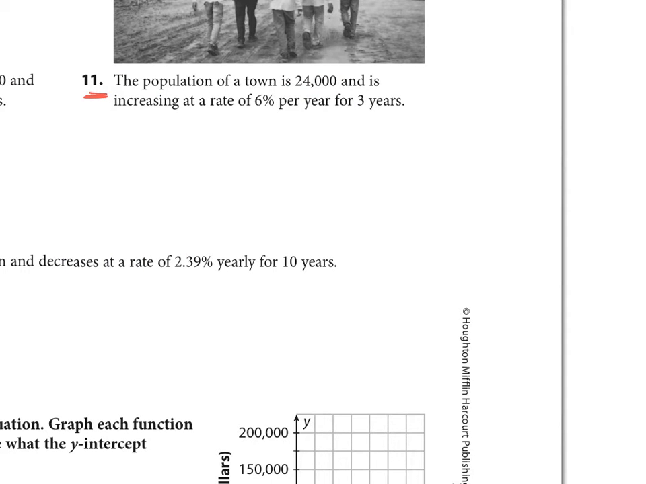Problem number 11. So this one wants us to write an exponential function to model the situation and then find the value. So the population of a town is 24,000. Okay, that is our starting point, our starting value, and is increasing at a rate of 6% per year. Now remember, we said with percentages, we got to change those to a decimal. So 6% is 0.06. Now in the other example problems we've done, we've subtracted because it was losing. But in this case, we're increasing.